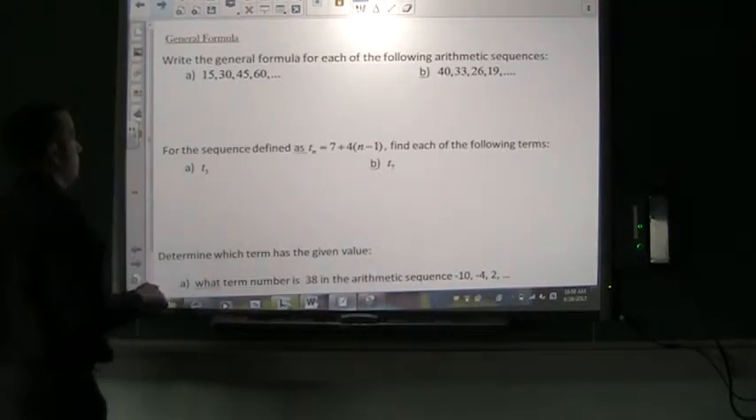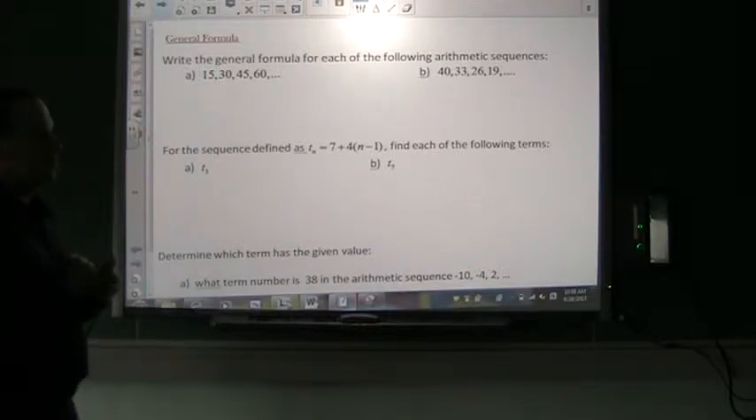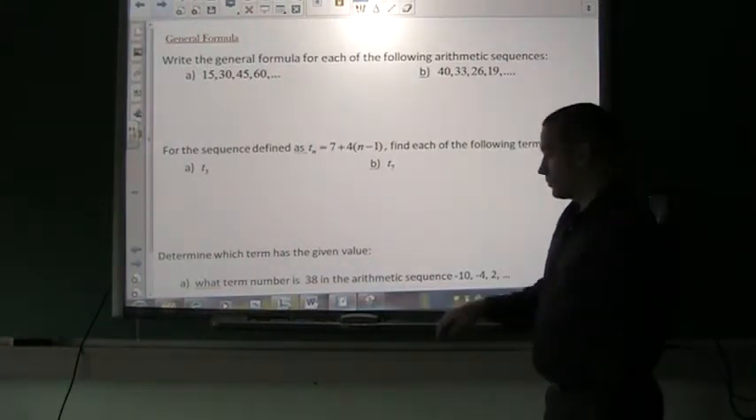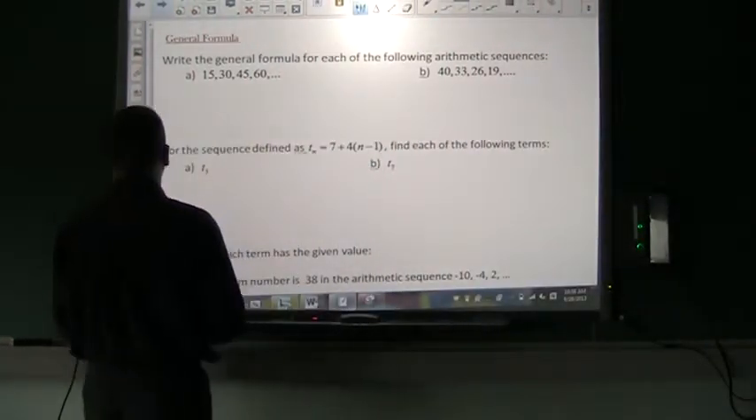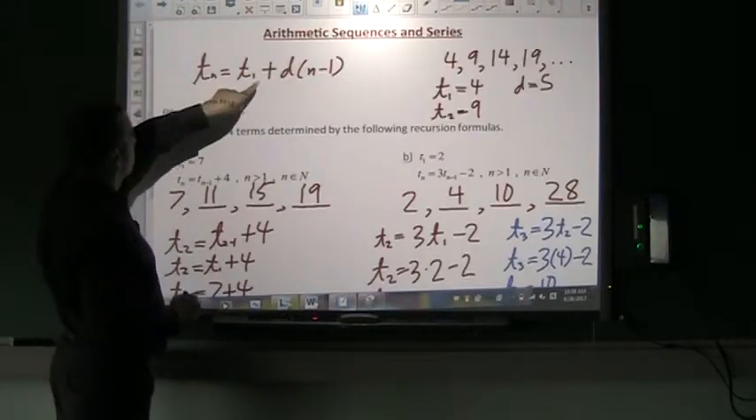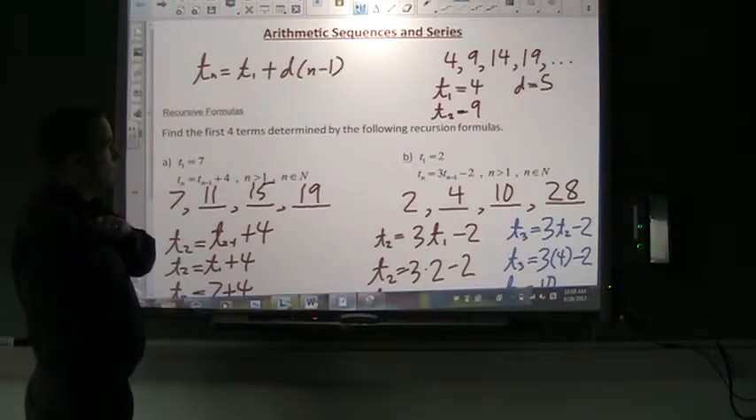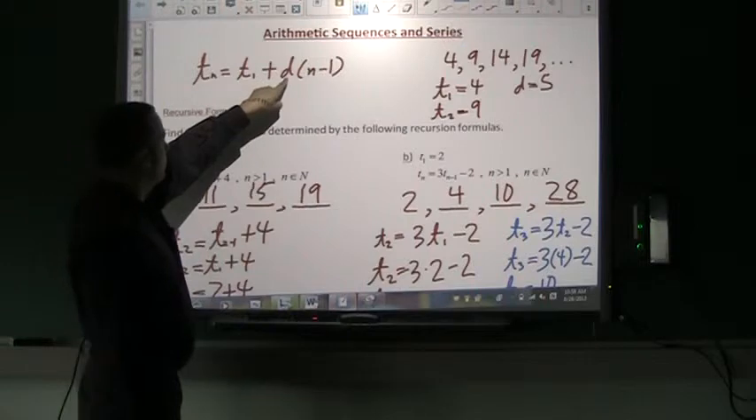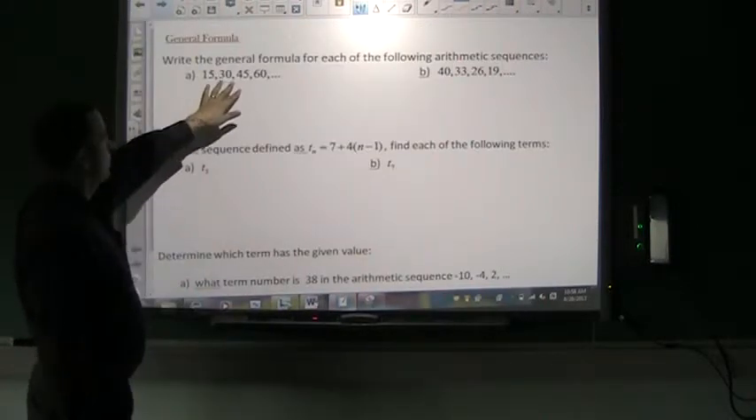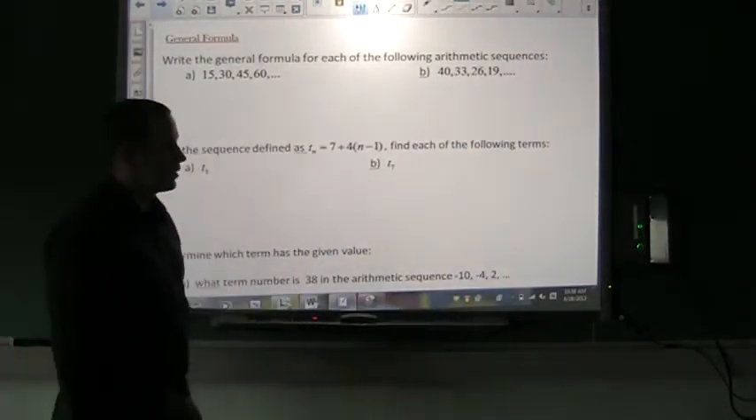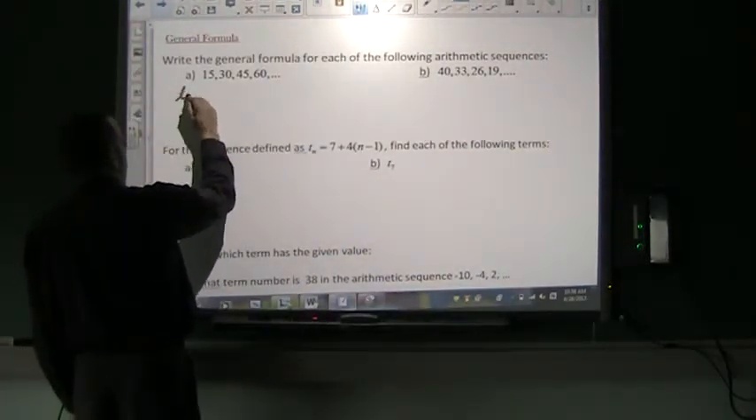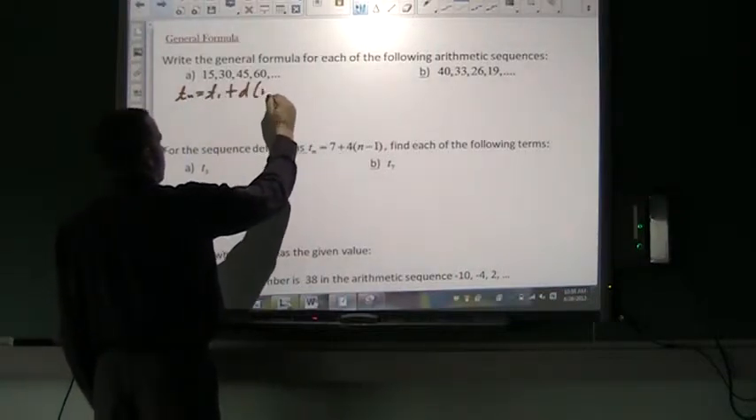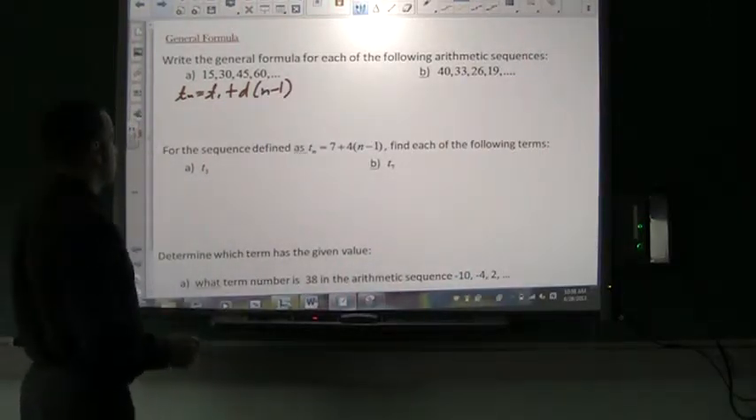All right, next one. This time I'm giving you a sequence and asking you to actually write down the general formula. So that's the one that we had earlier. Here, that's the general formula for the arithmetic sequence. So I need to have the first term and the common difference. Now you'll see with these simple ones, it's going to be pretty straightforward. So I write down the general formula as Tn is equal to T1 plus d times (n minus 1). That n minus 1 part always stays the same.